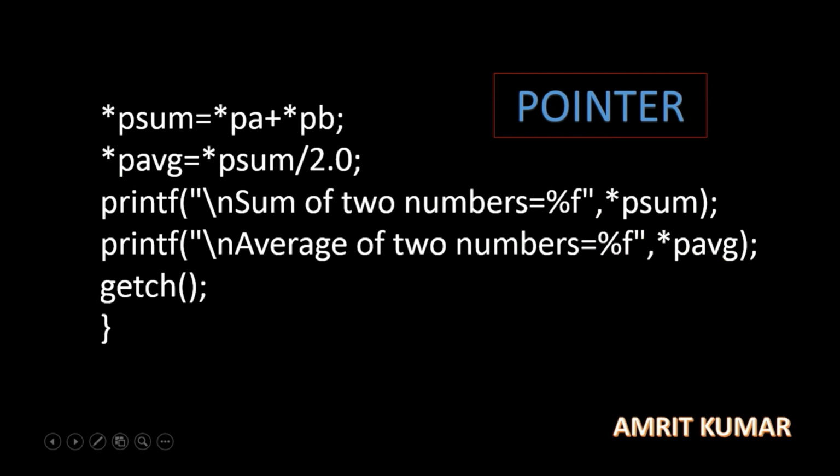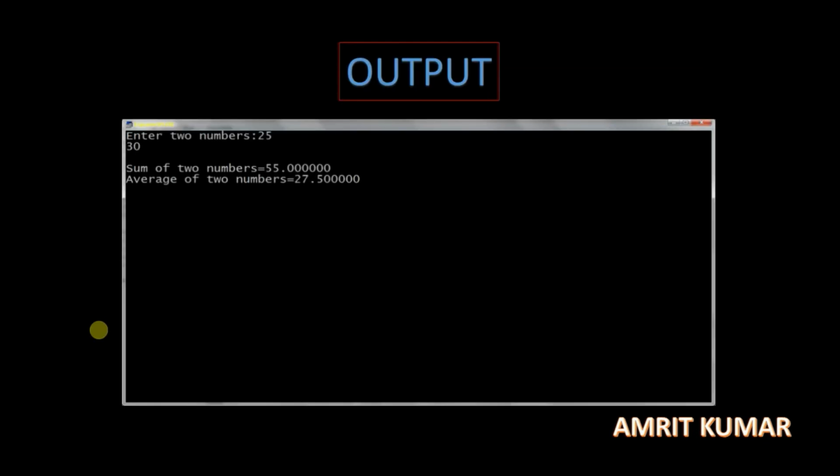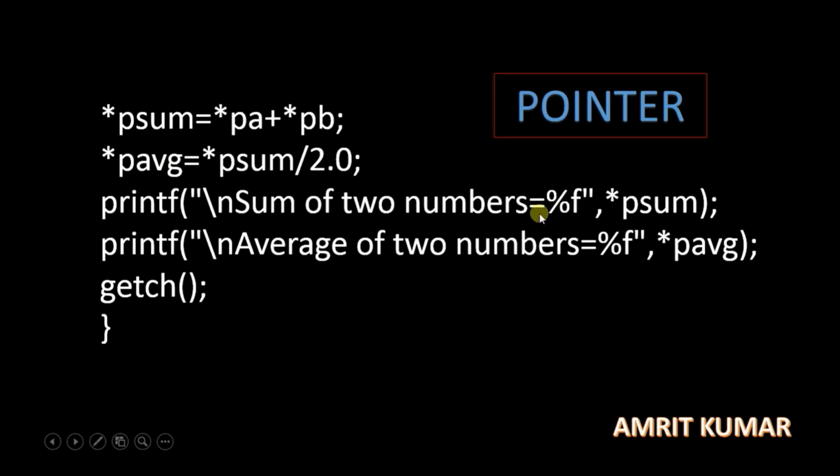Then the final output came in the C programming after the compilation of this program. It is like this: enter two numbers, 25 and 30, which the user has given us, and the sum of two numbers is going to be 55.000 something, and the average of two numbers is going to be 27.500 something. So this actually contains a float value, because we have used the float type here.